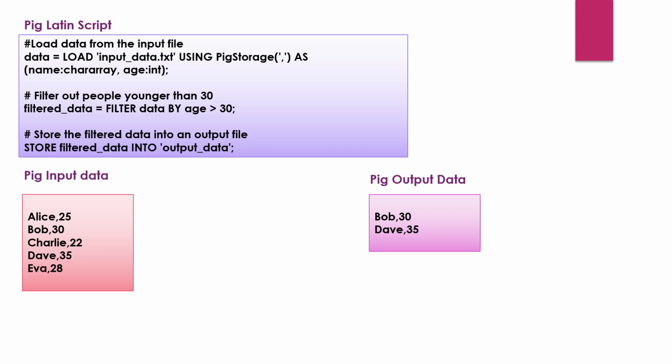After running the script, the output will be stored in the output data directory. The output data will contain the records of people with an age greater than 30 from the input data. Now see this example. Alice, Bob, Charlie, Dave, Eva. Among them, Bob and Dave are above 30. So those records will be stored in the output data directory.